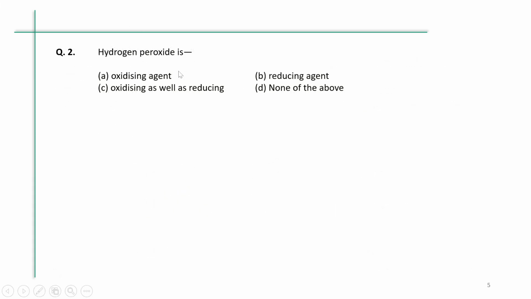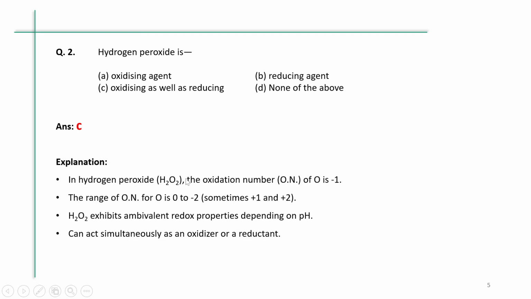About hydrogen peroxide, is it an oxidizing agent, or reducing agent, or oxidizing as well as reducing, or none of the above? The correct answer is oxidizing as well as reducing. Why? Because in hydrogen peroxide the oxidation number of oxygen is -1. Now we know the range of oxidation number of oxygen is from 0 to -2, and sometimes it can be +1, +2 also. These oxidation states can be attained when oxygen is present with some more electronegative atom. As we know, oxygen's electronegativity is around 3.5 on the Pauling scale.